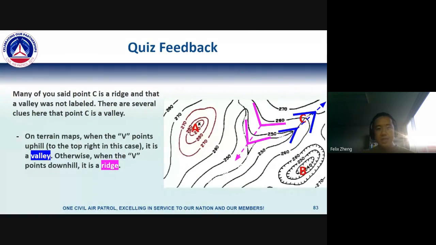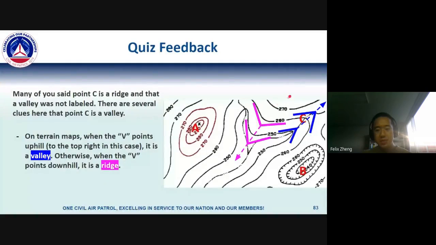So the first one is what we mentioned from last week, but perhaps not diagrammed as clearly as we would have liked, but now it is diagrammed here. On terrain maps, you'll notice that there are things that look like V's. When the V points uphill, then it is a valley. And when the V points downhill, it is a ridge.